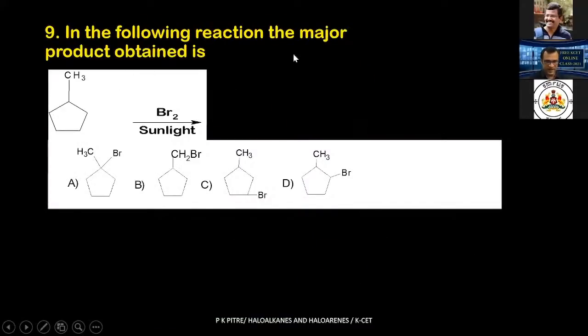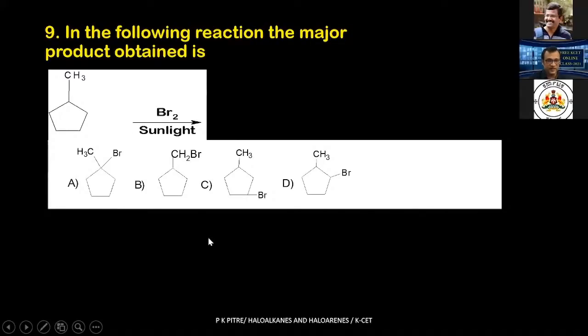In the following reaction, the major product obtained is asked. Now you may say, where have we come across this particular reaction, sir? I mean, you will have learned this reaction. This is free radical halogenation. Don't forget, this is free radical halogenation. You learned it with chlorine; I've given it with bromine.